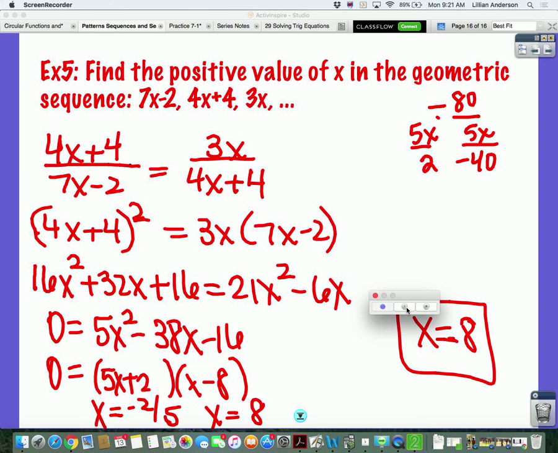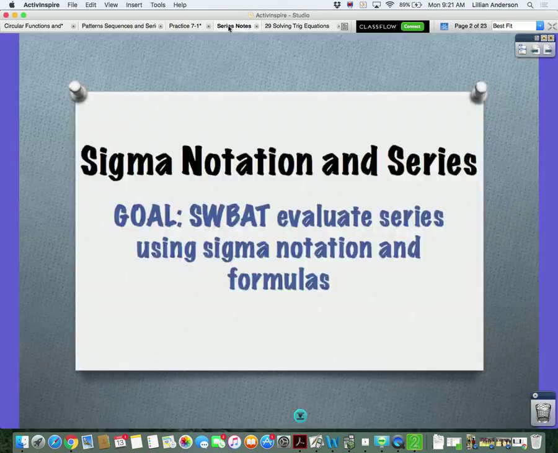The last thing we're going to talk about is sigma notation. Okay? This was a different day because I did arithmetic geometric all in one day, so that's why there's a whole other set. But you're going to be able to evaluate series using sigma notation and formulas.